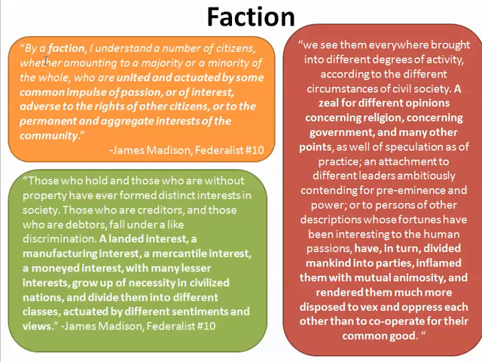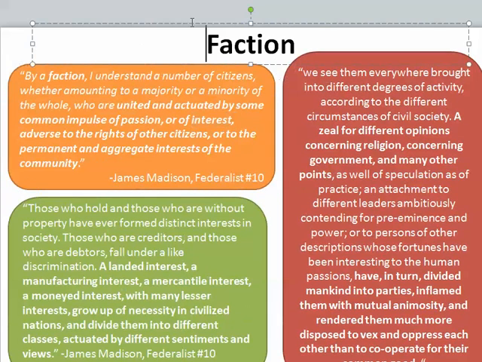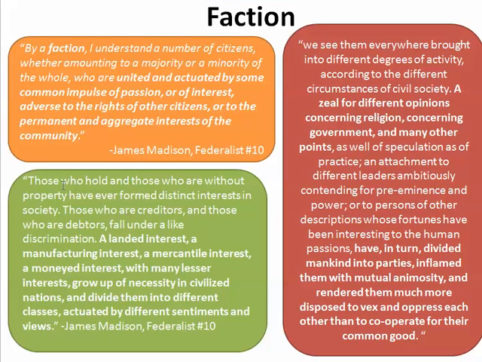Alright, here's how he defines faction. He says, by a faction, I understand a number of citizens, whether amounting to a majority or a minority of the whole, who are united and actuated by some common impulse of passion or of an interest adverse to the rights of other citizens or to the permanent and aggregate interest of the community. In other words, he's talking about interest groups. He might be talking about political parties like the Republicans and Democrats or the Tea Party. Those types of interests with a common passion for their own interest. That's what a faction is.